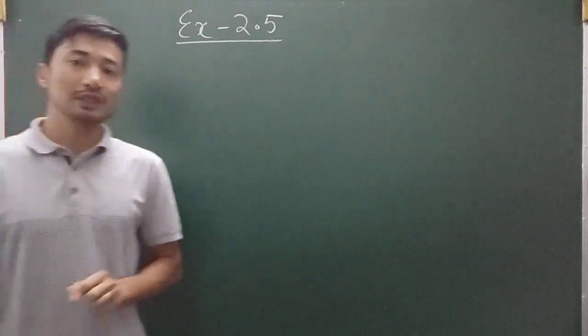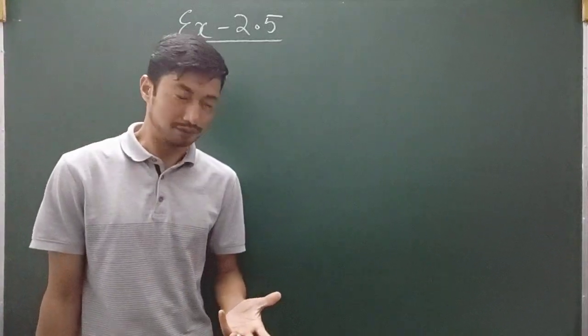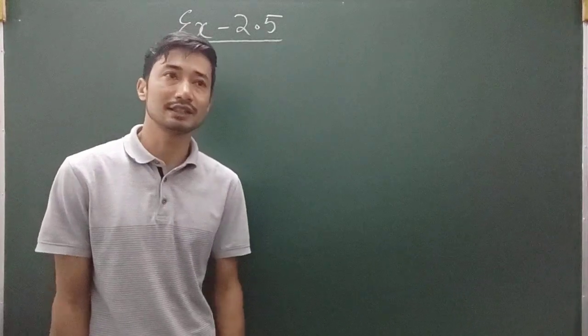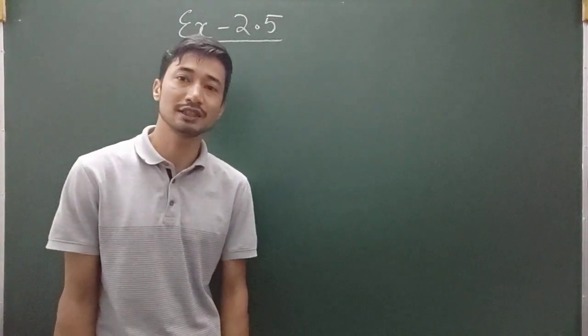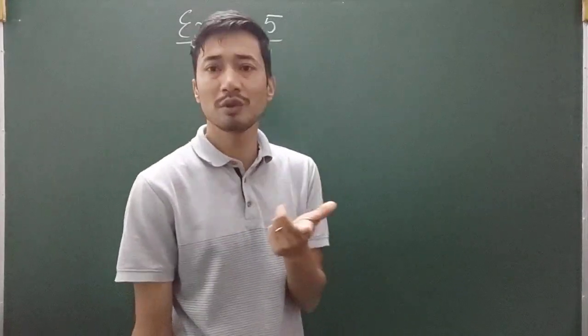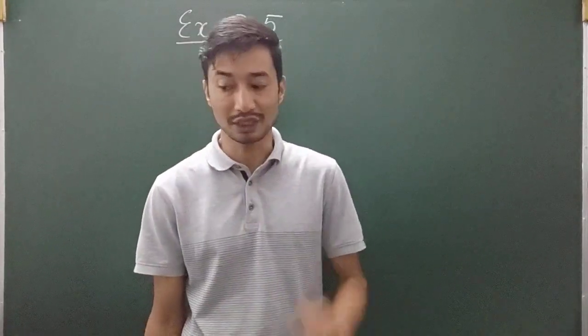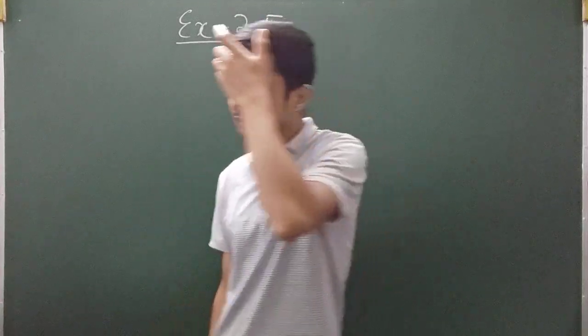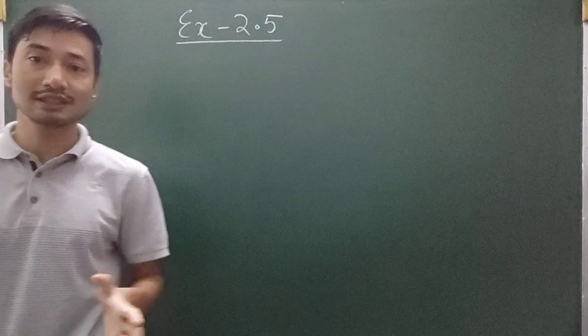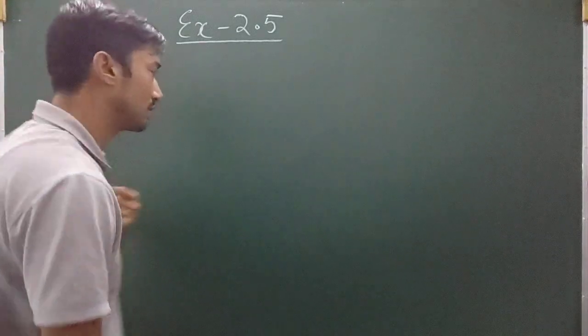Today, what we are going to do is another identity. We've already done around 7 trigonometric identities. We're going to do most probably the last identity for this exercise chapter. We have done 6, 7, so many identities. This is the last one. So, chalo, let's try to learn this.